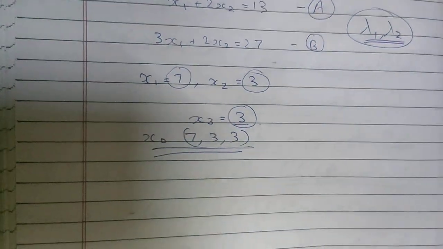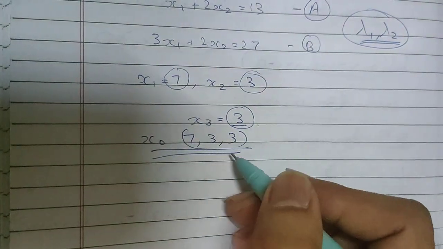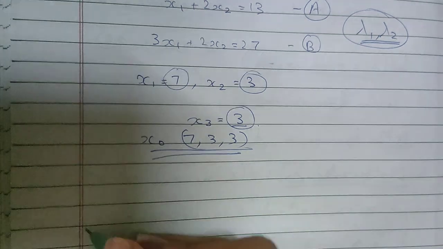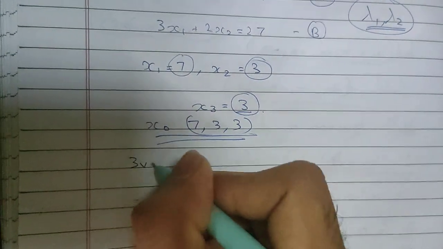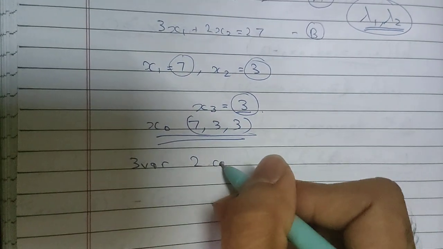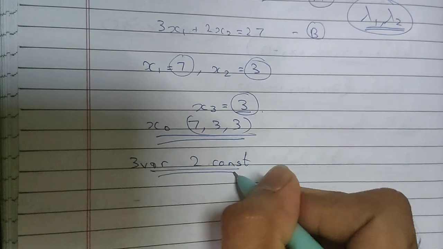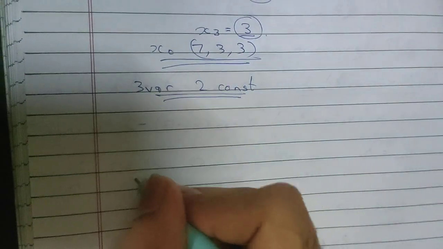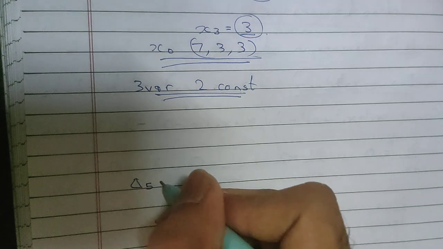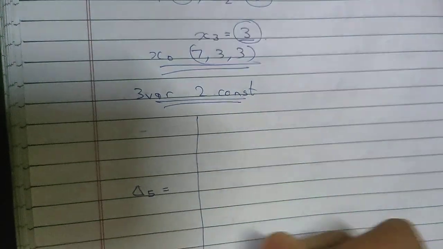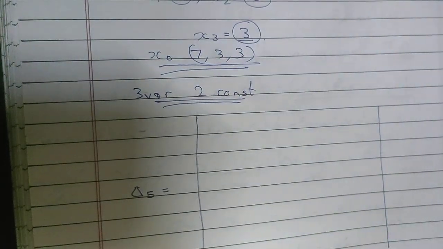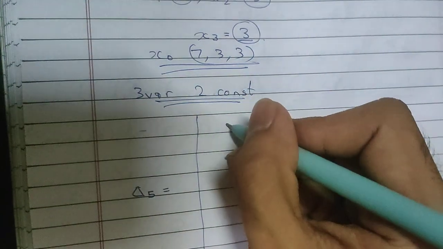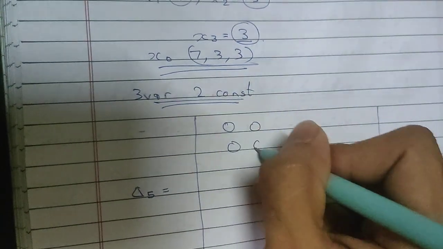Nice. So now we need to check whether this point is a point of minima or maxima. For that, since we have 3 variables and 2 constraints, which is very, very sad, we need to calculate the phi. Pretty huge it is. So we'll get 4 zeros here.